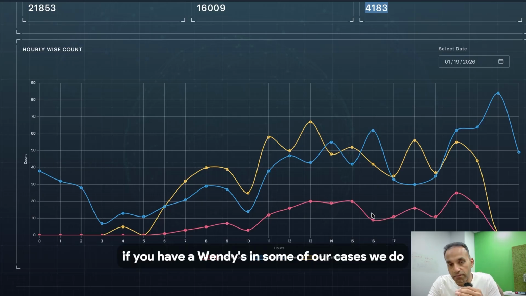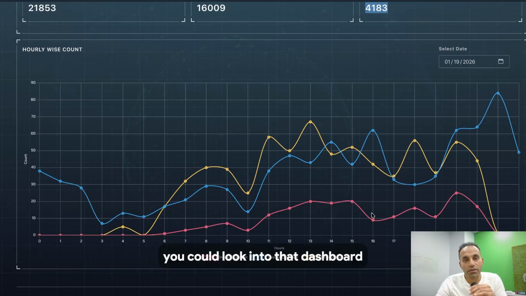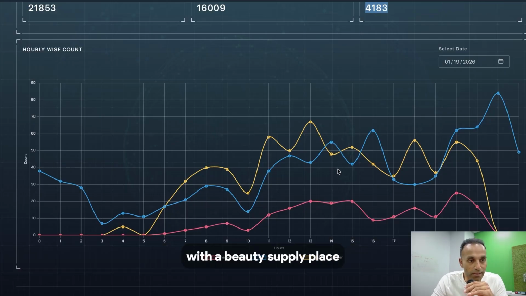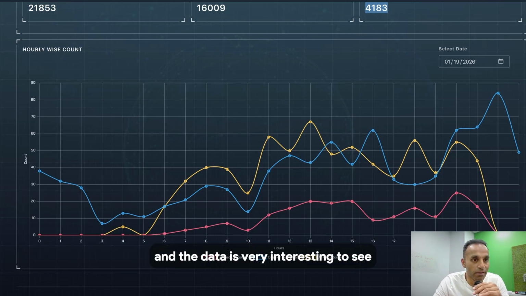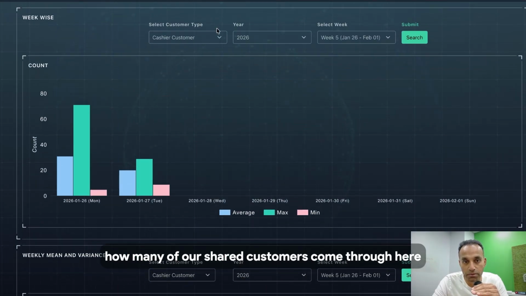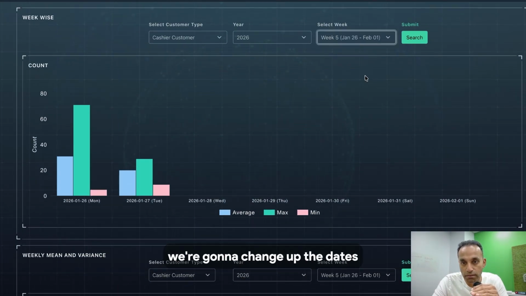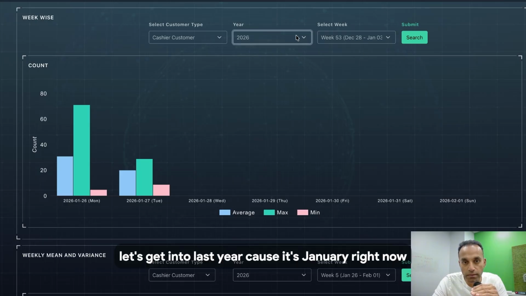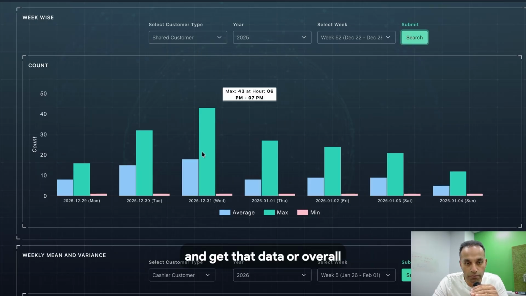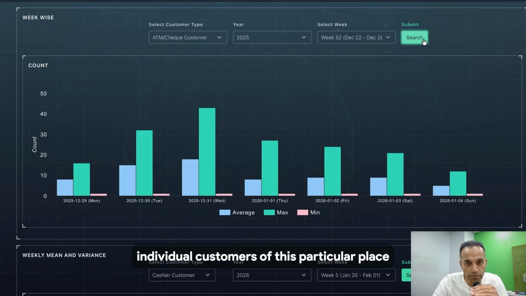And similarly, if you have a Wendy's, in some of our cases we do, you could look into that dashboard of that particular store and really tell. What we did recently, we signed a lease with a beauty supply place, and the data is very interesting to see how many of our shared customers come through. Here we're gonna change up the dates. Let's get into last year because it's January right now. And you could put in shared customers and get that data or overall individual customers of this particular place.